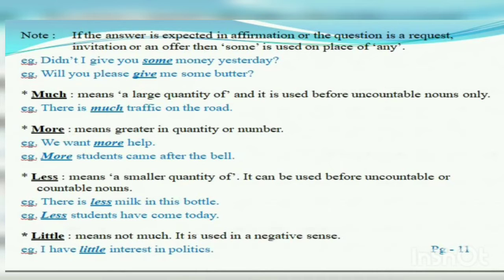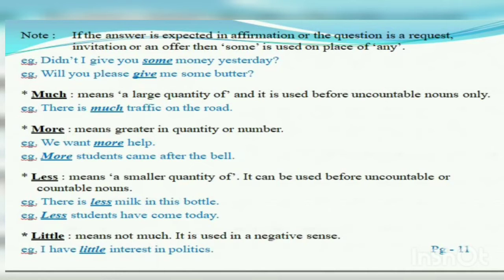Next point is much. Much means a large quantity of, and it is used before uncountable nouns only. For example, there is much traffic on the road. Now, more. It means greater in quantity or number. So, it can be used before countable or uncountable nouns. For example, we want more help or more students came after the bell. Here, in the first example, it has been used before an uncountable noun, whereas in the second example, it has been used before plural nouns.